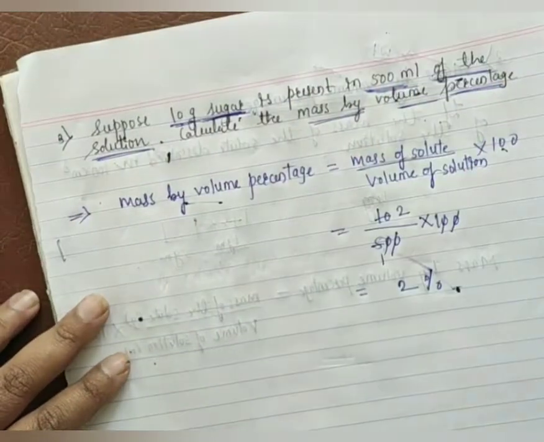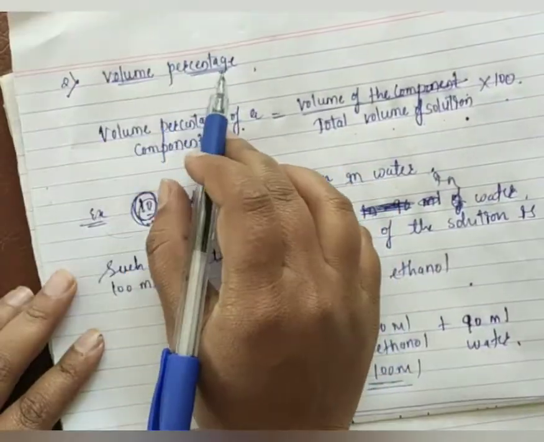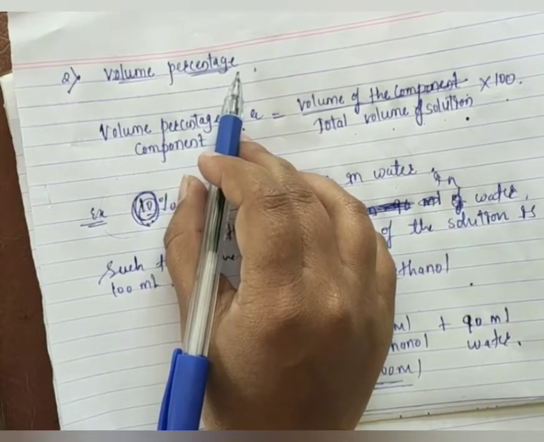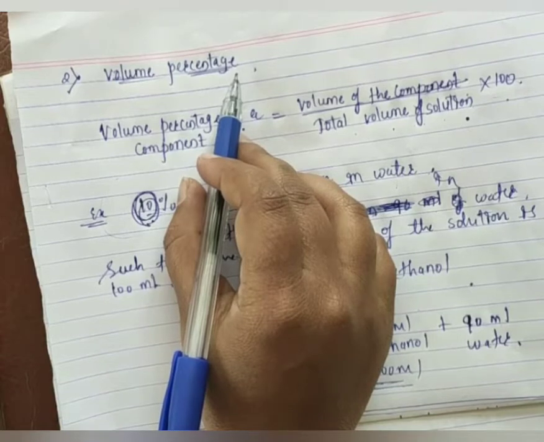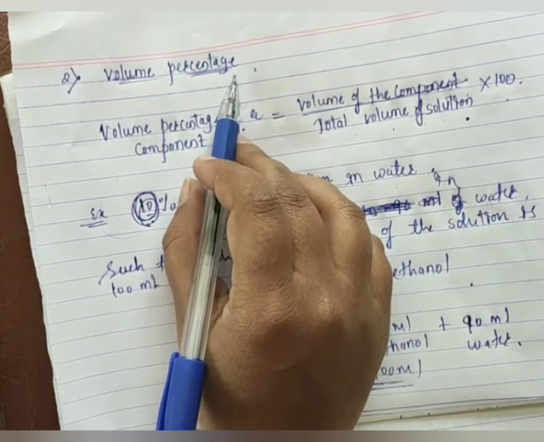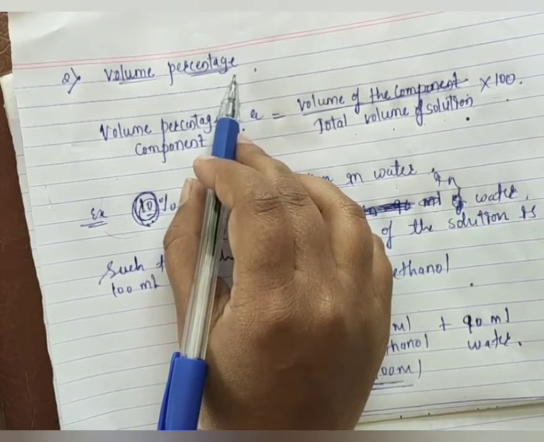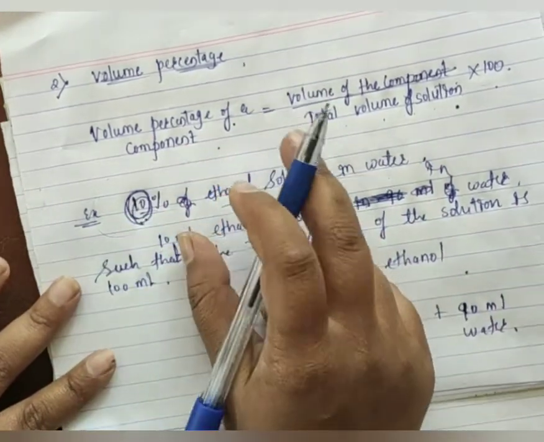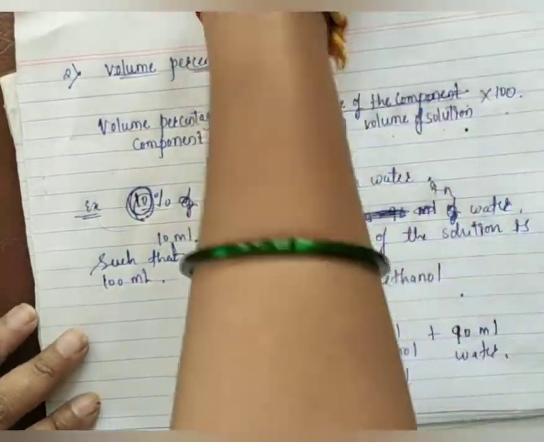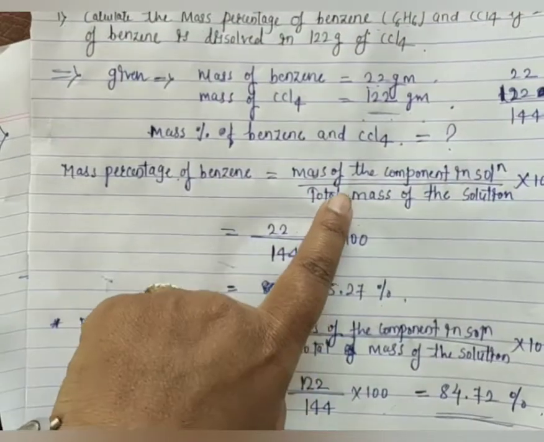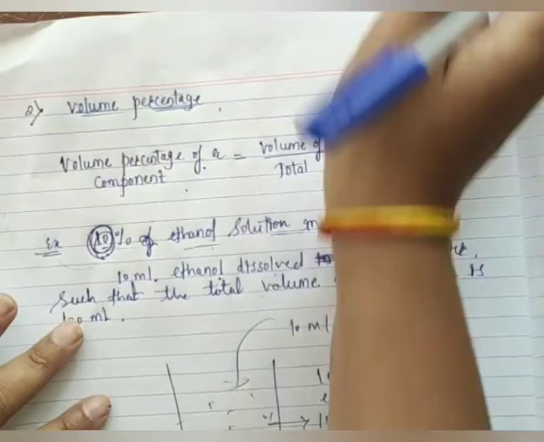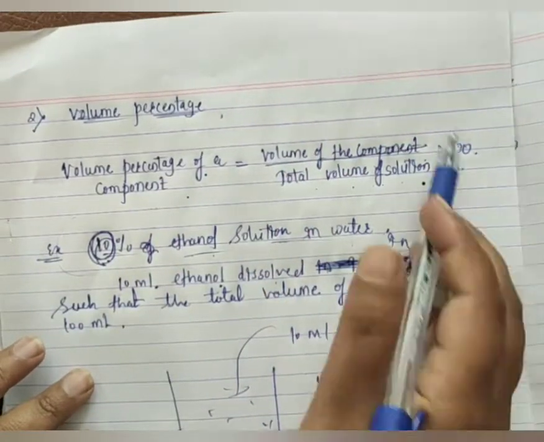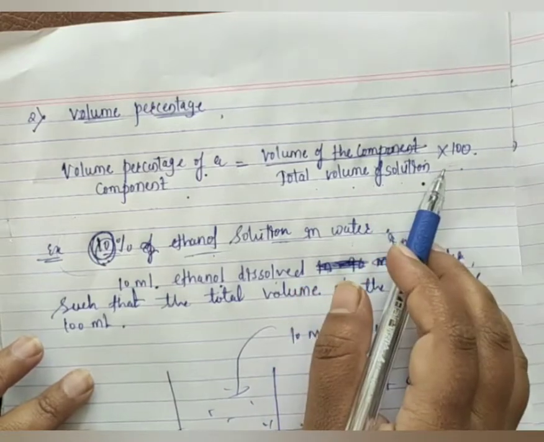The second method is volume percentage, and volume percentage and mass percentage differ only slightly. In the mass percentage, the solute is present in the solid state, but in the volume percentage the solute is present in the liquid state. And in the formula there is only one difference: there I wrote mass of the component in mass percentage, while in volume percentage you have to take the volume of the component and the total volume of the solution.